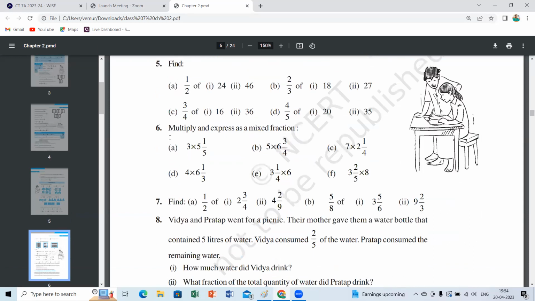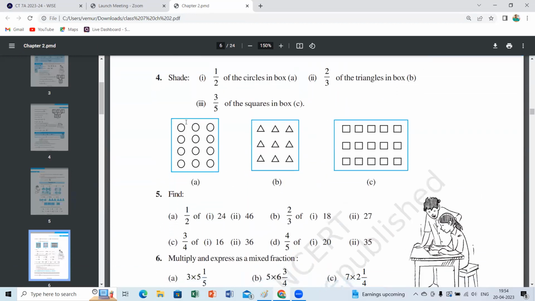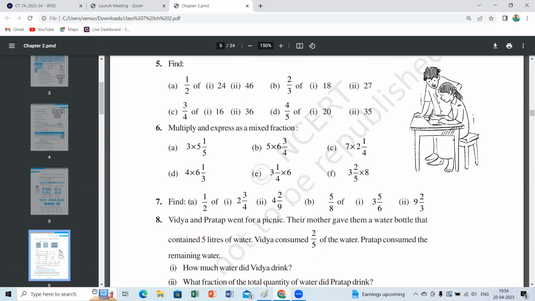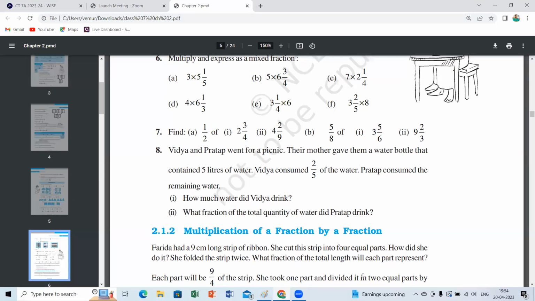Today you can try those things. What is your homework? Third bit, fifth bit, sixth bit. These 3 bits are your homework. 7th and 8th we will do next class. Okay. Bye, children.